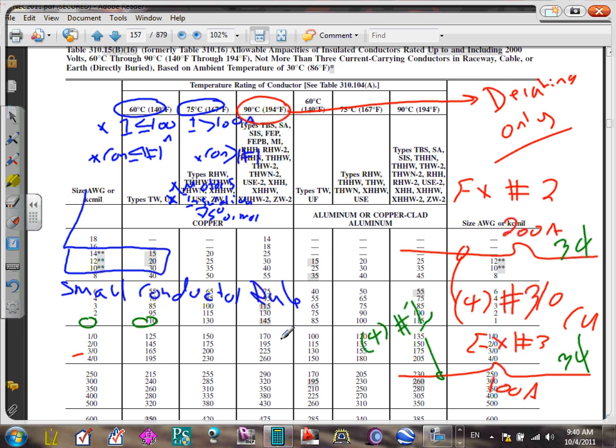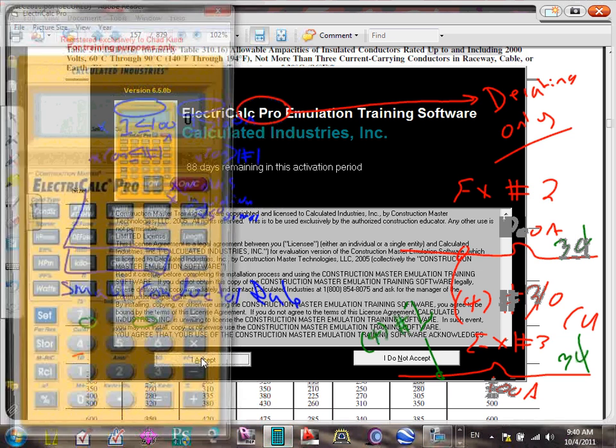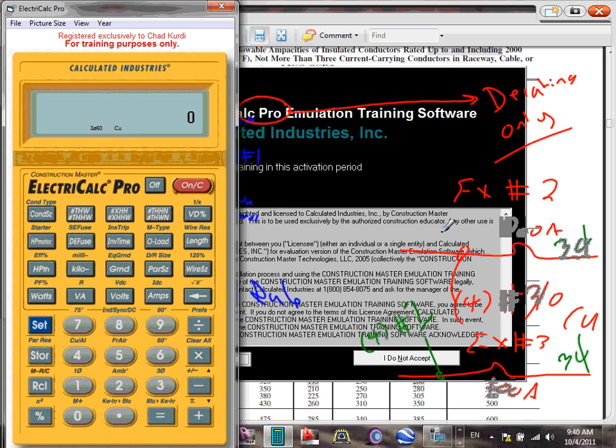Before we move ahead, guys, the ones who had the calculator, grab your calculator, would you? Grab your calculator and put it right in here. Here's my calculator.